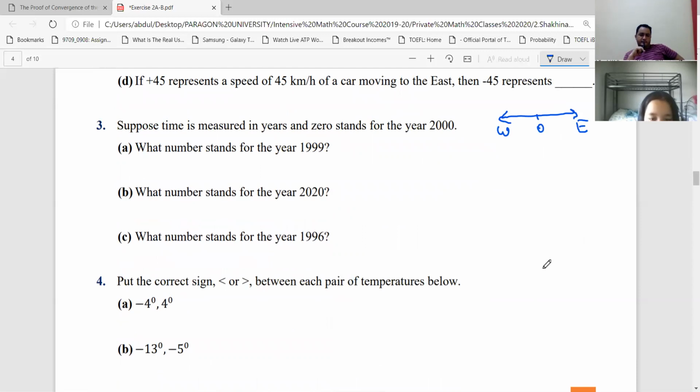Question 3. Suppose time is measured in years and 0 stands for the year 2000. A. What number stands for the year 1999? I'm confused. Here it says that suppose time is measured in years and 0 stands for the year. Here we have 0, right? But it stands for 2000. And where is 1999? A year before.